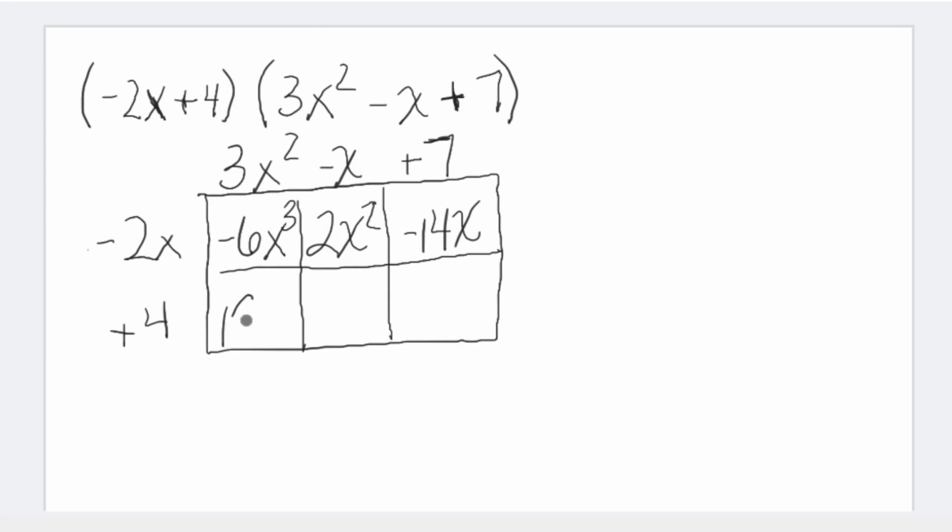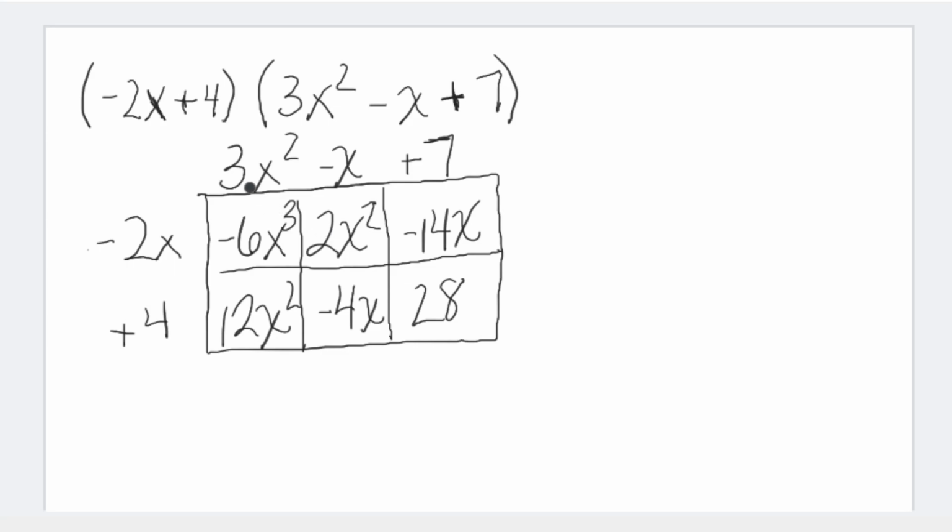4 times 3x squared is 12x squared. 4 times negative x is negative 4x. And 4 times 7 is 28. Now, if your polynomials don't have any missing terms, okay? So as long as this doesn't go from like a square to a constant, it just goes down by a degree each time, then what happens is you get this nice little pattern across the diagonals.